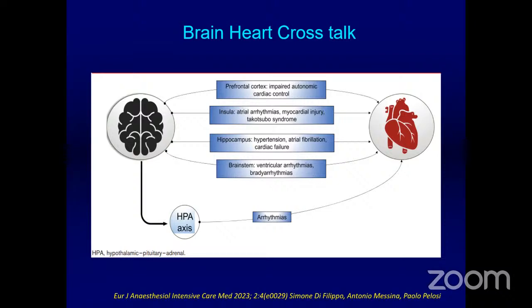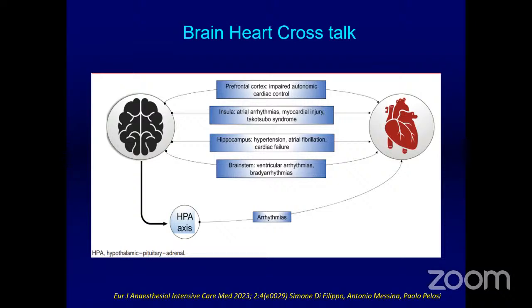So whenever such symptoms or problems happen, we should correlate whether there is an associated problem in the brain, and that is how you can talk about the correlation between the heart and the brain. Patients having a lesion in the hippocampus can develop hypertension, and tachyarrhythmias like atrial fibrillation and heart failure. Whereas whenever you have a brainstem injury, we know that there are ventricular arrhythmias and bradyarrhythmias happening in these patients. And all these arrhythmias are affected through the hypothalamic pituitary adrenal axis, and that's how it works.